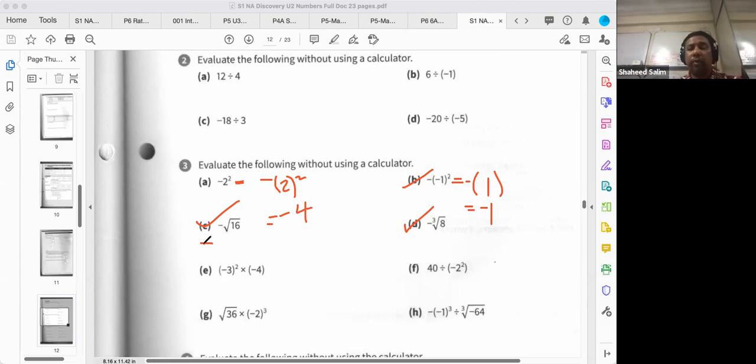This one, the minus is on the outside. Square root of 16 is 4. All right, so minus 4. It can also become plus 4 because minus 4 times minus 4 equals 16. You see now. So the square root of 16, there can be 2 possible answers. One is minus 4. The other answer is 4.